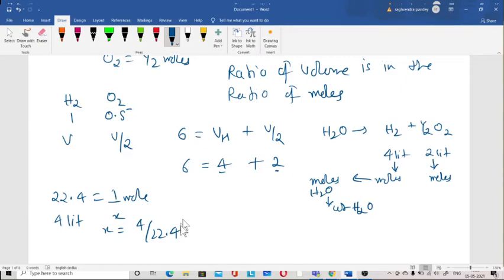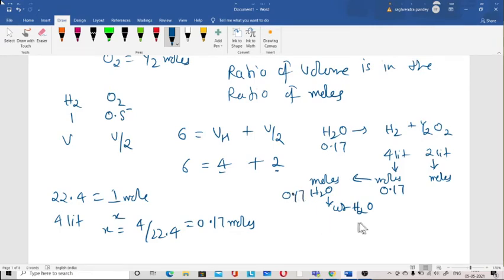So let's do this one. 4 divided by 22.4, so it is 0.17 moles. Okay, so hydrogen has how many moles? 0.17. Now 1 mole hydrogen is produced by 1 mole of H2O, so that is your 0.17 moles.